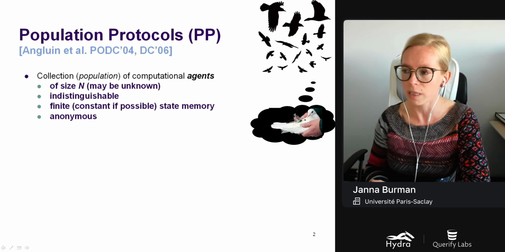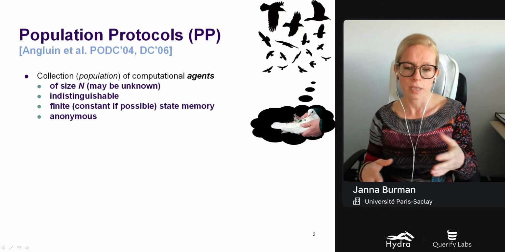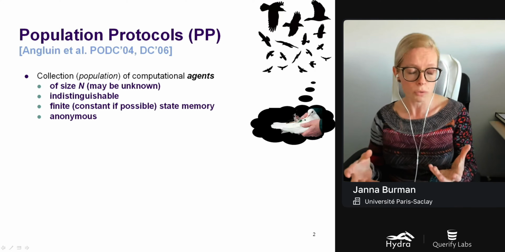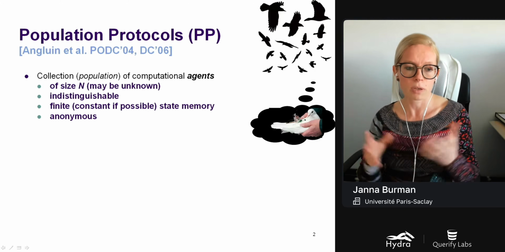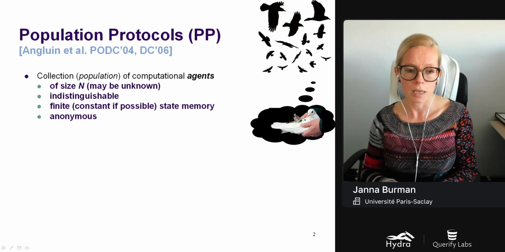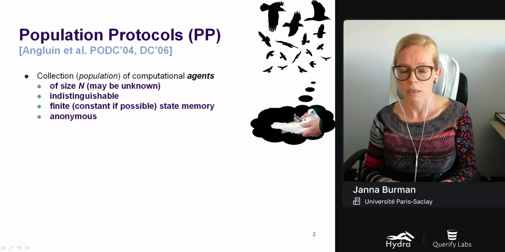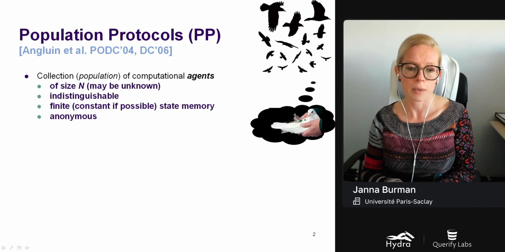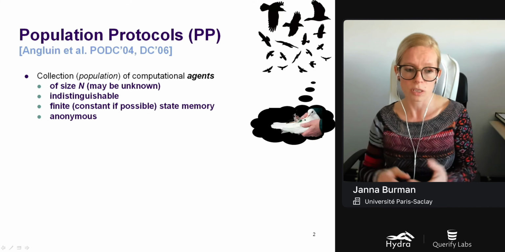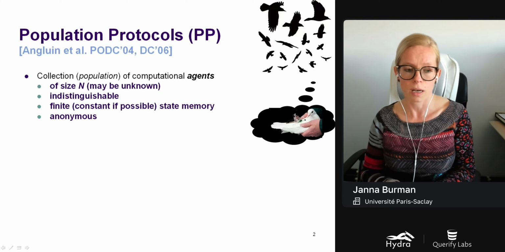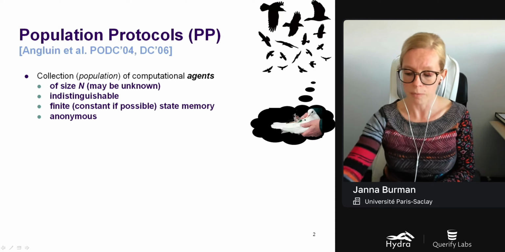Okay, so in this model, we consider a collection of computational and communicating nodes, which we call agents. This collection is of size denoted, for example, by big N. The size of the population can be unknown to the agents, to the nodes themselves. These nodes, these agents, are indistinguishable a priori. They are anonymous. They don't have any identifiers, and they have originally also finite or even constant state memory.